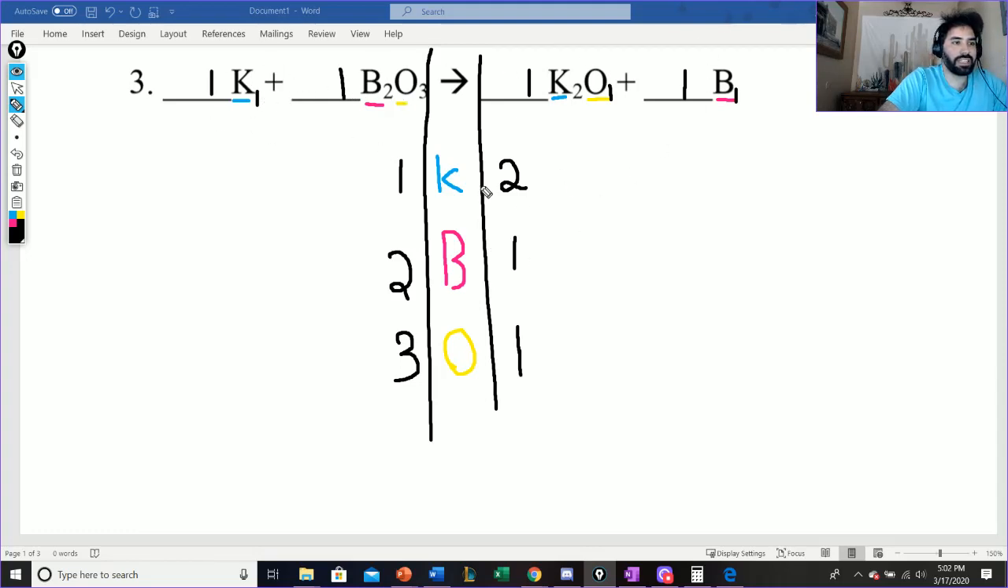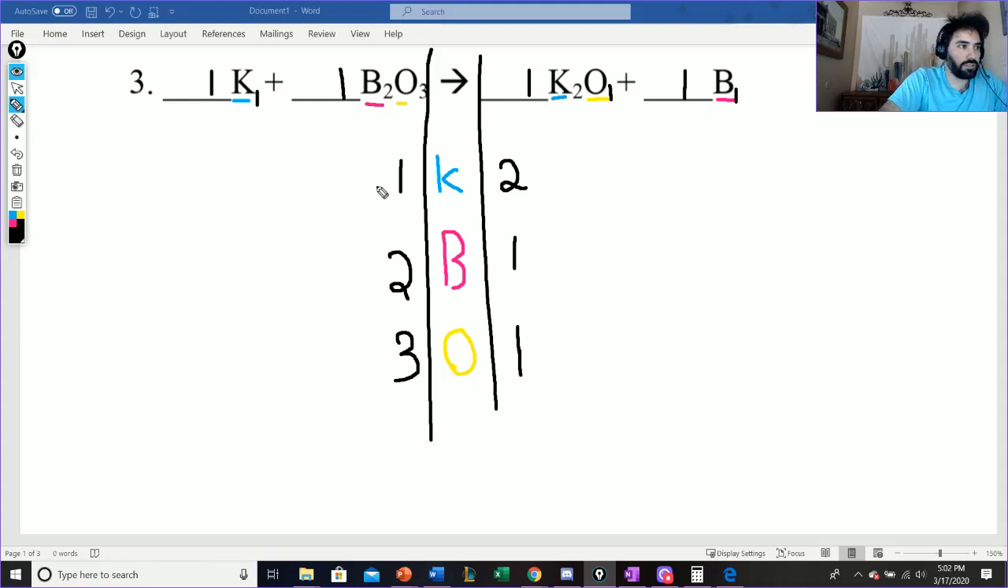So I can see potassium here. I have the lowest number of potassiums here on the left-hand side, so I could change this coefficient. But potassium is by itself, and typically when something's by itself, it's good to save for last. Boron, same issue. I don't want to start with boron, so I'm going to start right here with oxygen. Just so you guys know, I haven't solved any of these before, so I'm showing you guys my thought process on my first time solving these things.